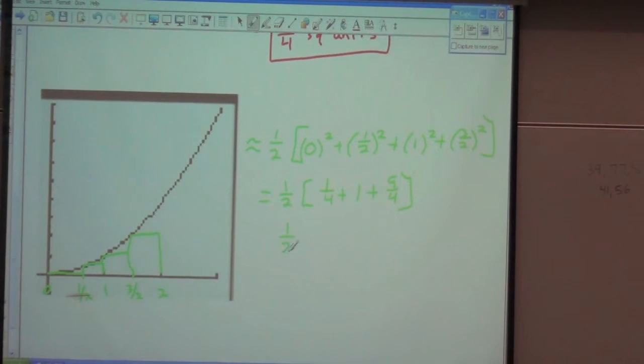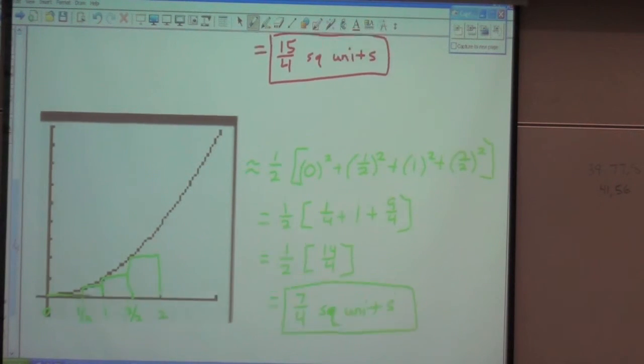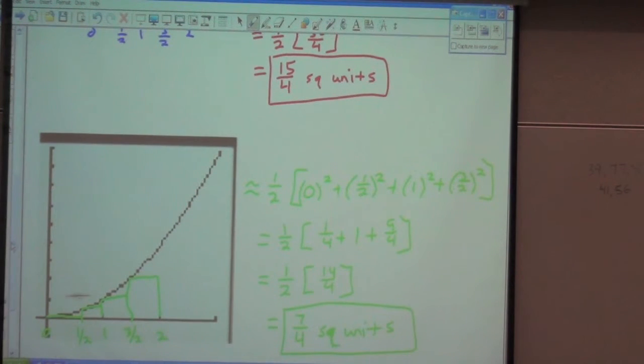And so it's a half times, here we get 10/4 plus 4/4 would be 14/4. 2 goes into 14 7 times, so 7 square units. So we could do more, and that would probably get us even closer.